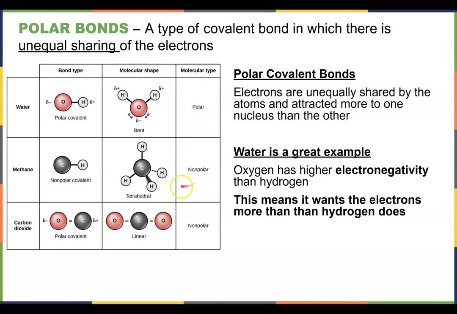A nonpolar bond is where electrons are shared equally. They're going to be halfway between each of those atoms. Notice we don't have any partial charges here. And then here's another type of nonpolar bond. No unequal sharing there.